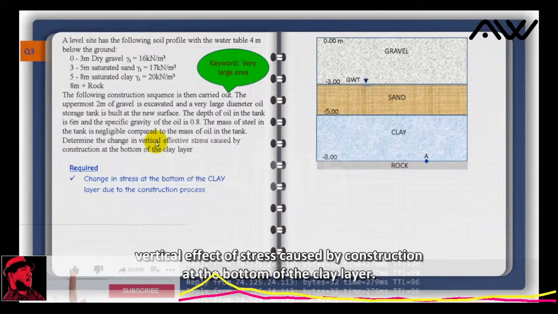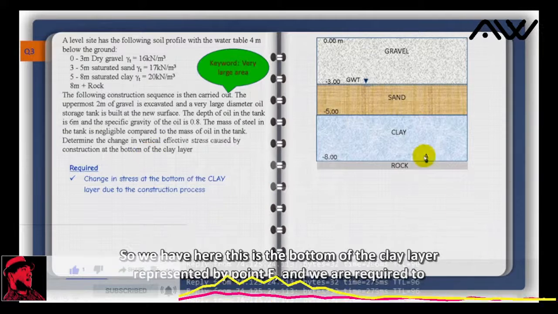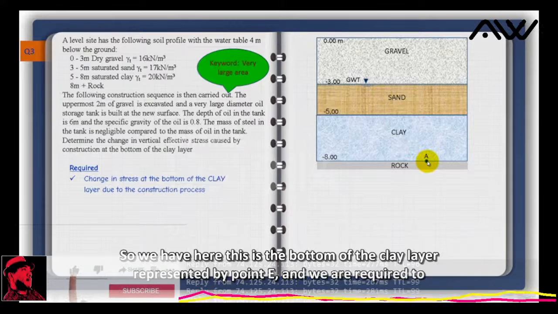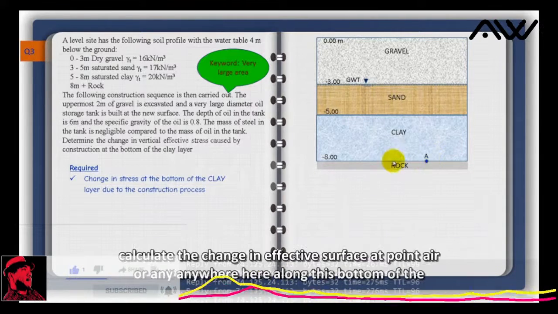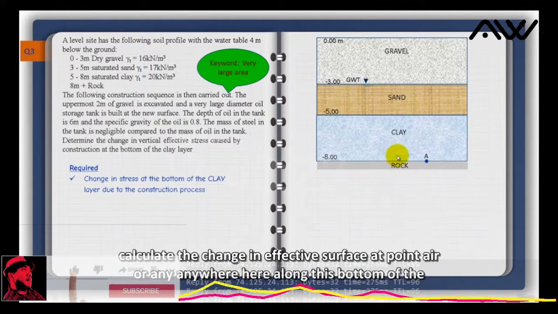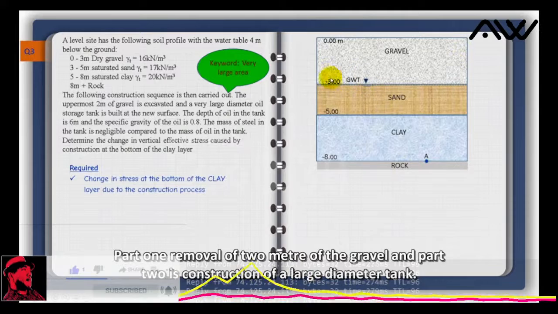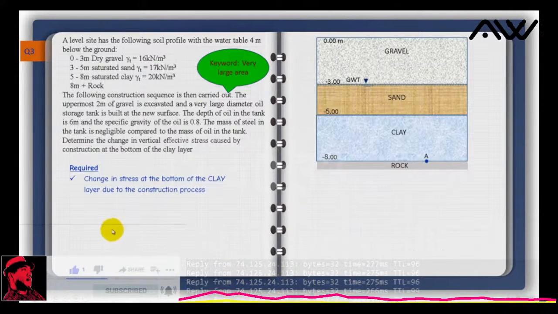Determine the change in vertical effective stress caused by construction at the bottom of the clay layer. This is the bottom of the clay layer, represented by point A, and we are required to calculate the change in effective stress at point A, or anywhere along this bottom of the clay layer, due to the construction sequence that is made of 2 parts. Part 1, removal of 2 meters of the gravel, and part 2 is construction of a large diameter tank.